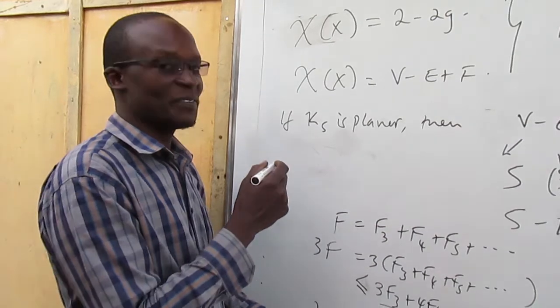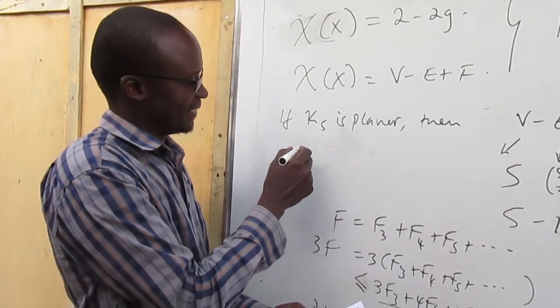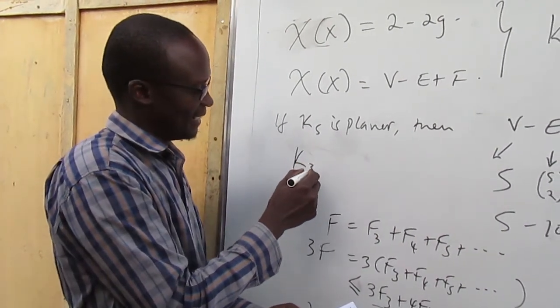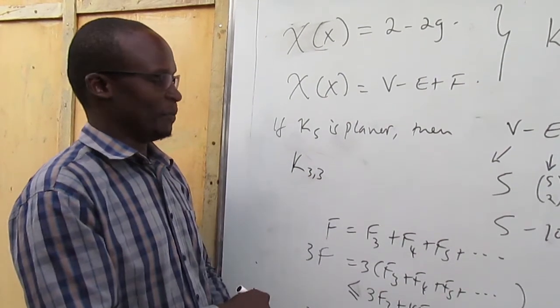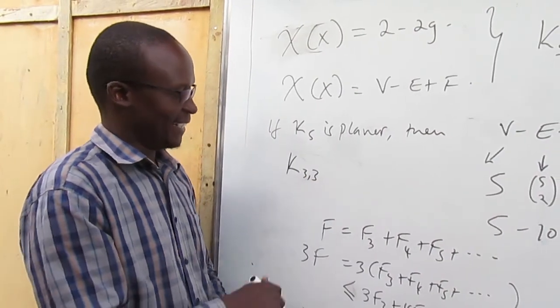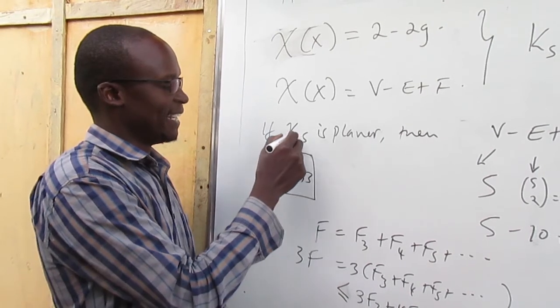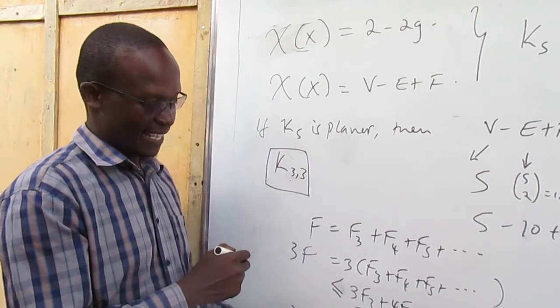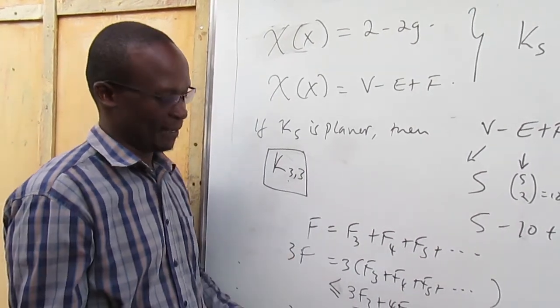Okay, so I'll leave it for you to go and check that K33 is not planar using a similar argument. Indeed, we know very well that K5 and K33 are the obstructions to planarity of graphs.